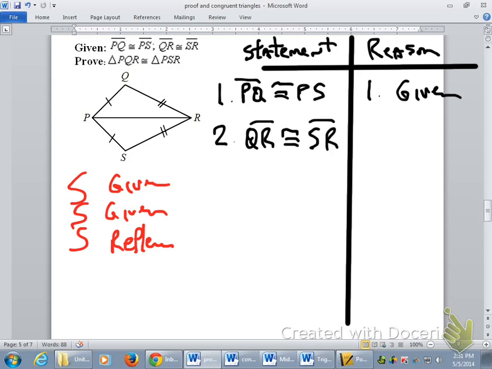QR is congruent to SR. How do you know that? It was also given. Now, some people do like to combine those together. I don't, because to me, they're giving you two different pieces of information. Step number 3.